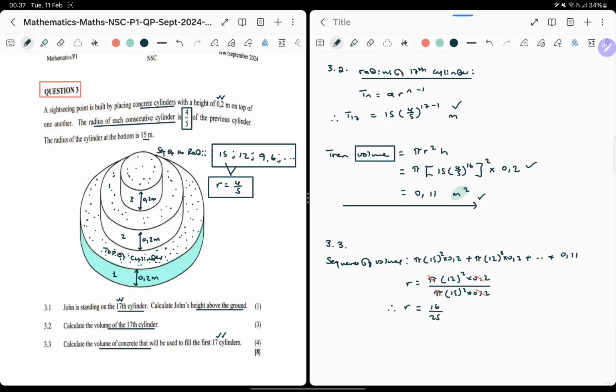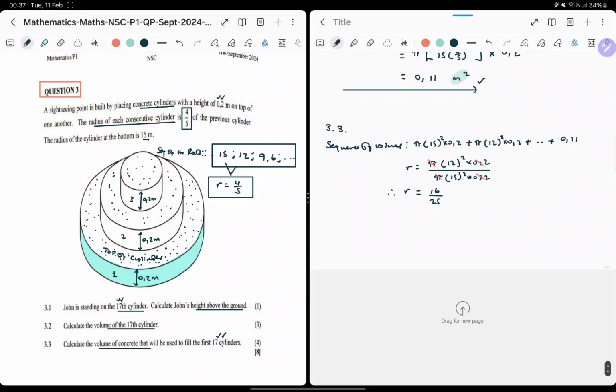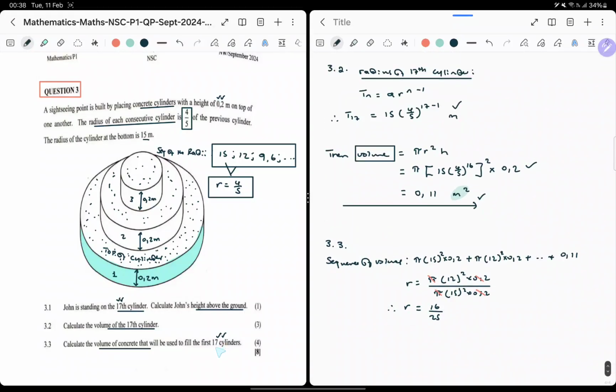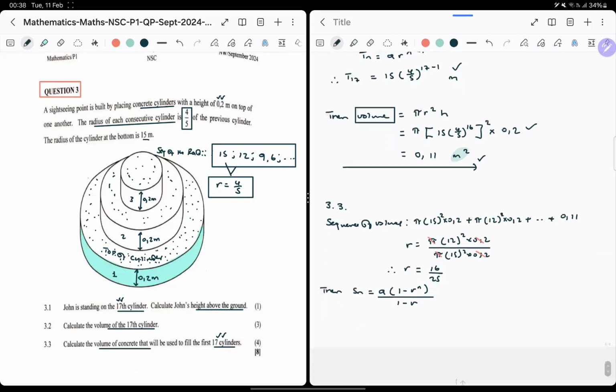So we can see that this still forms a geometric sequence, so we're just doing the sum. And since we have 17 cylinders, this is finite, it's not a sum to infinity. So let's see, we know that then Sn is going to be essentially this. 16 over 25 is less than 1, right? 16 over 25 is less than 1. So if it is less than 1, we use the formula that it's going to be a times 1 minus r to the n, all over 1 minus r.